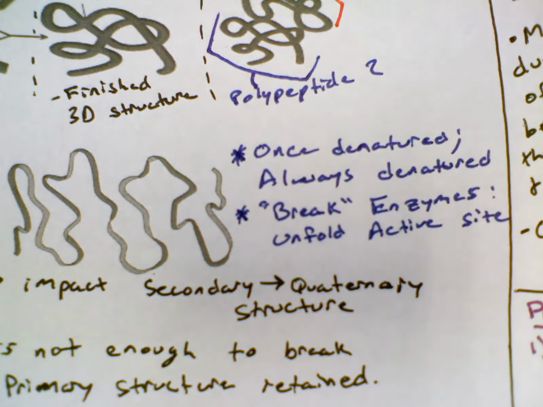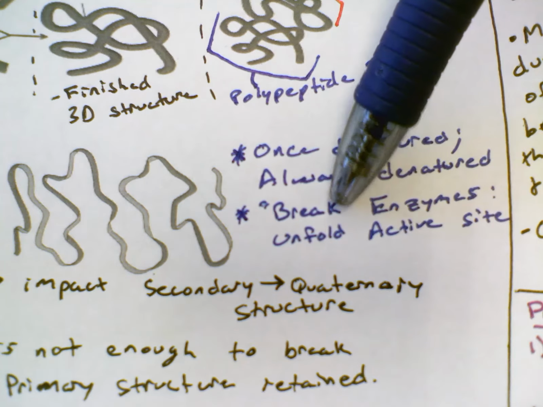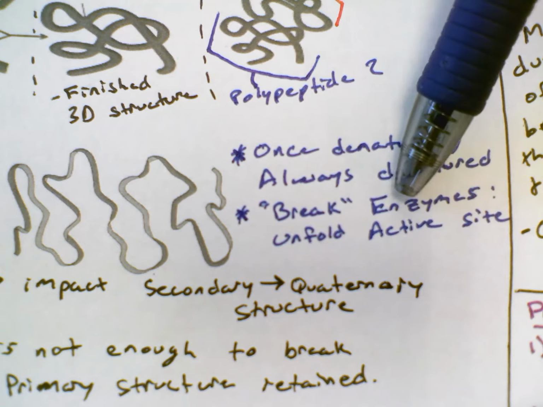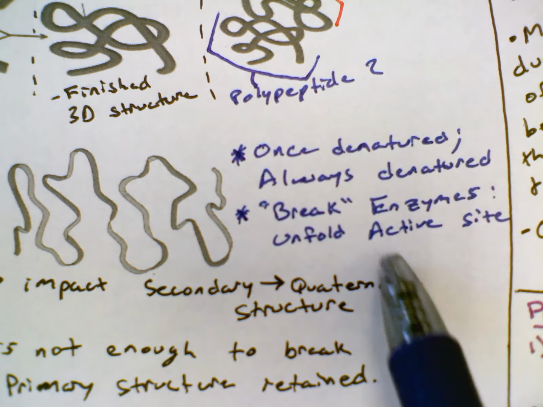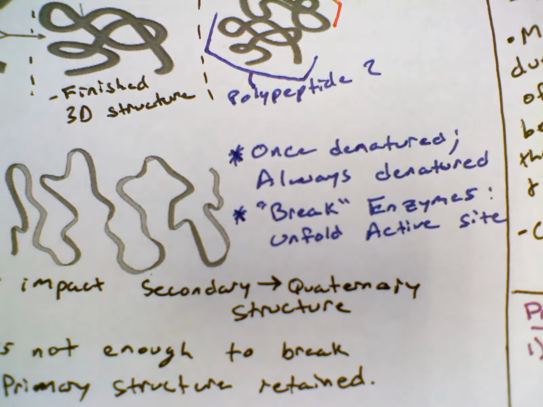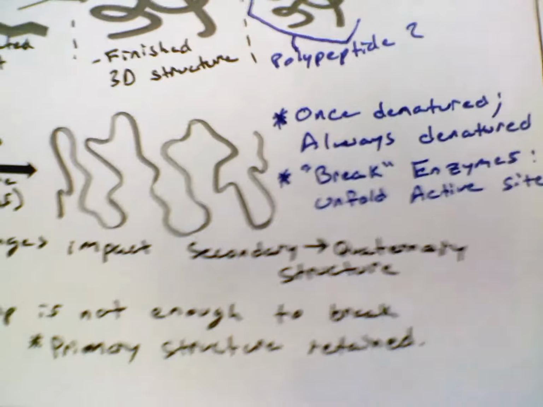Also, what's happening is the enzyme is breaking. So whenever an enzyme breaks or it denatures, what's happening is the active site is unfolding. So we're losing the structure of the protein itself. The active site unfolds. And I'll remind you guys what an active site is and all that stuff here in a second. Okay, two major points down here.